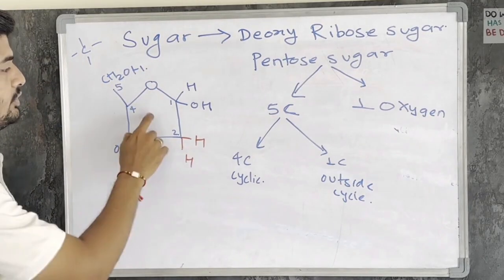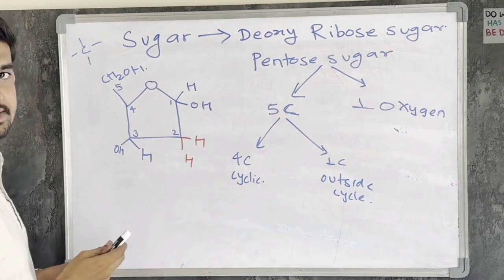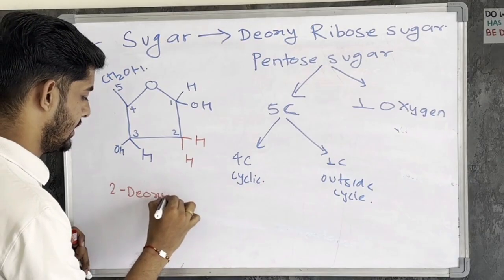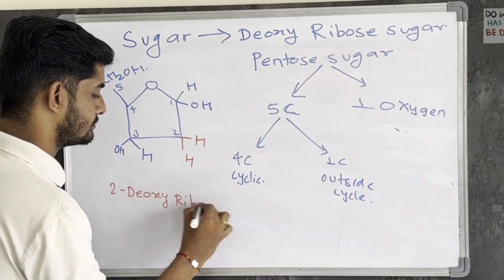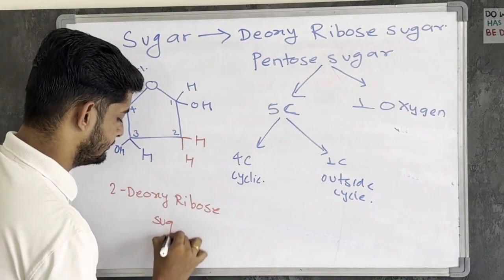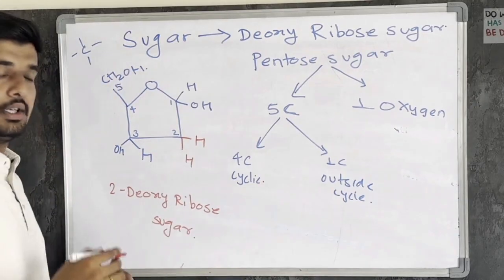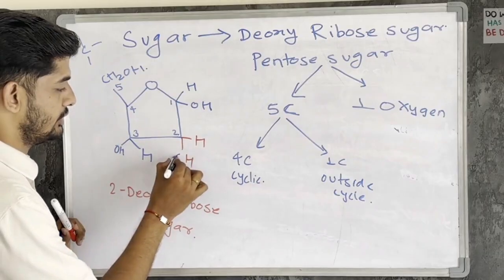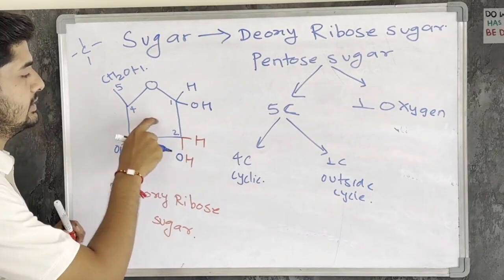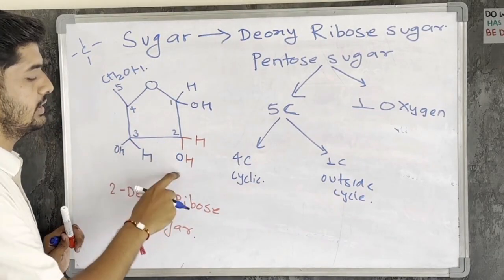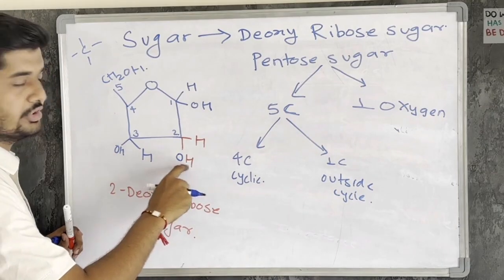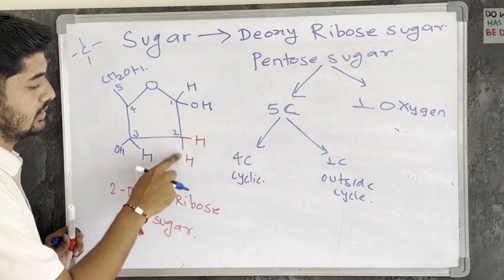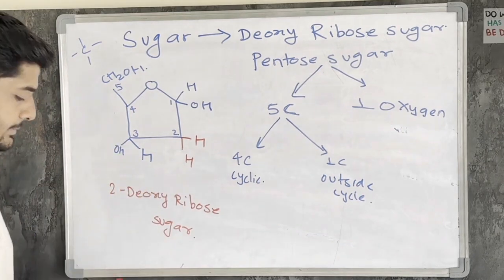Now this is the structure of the sugar that is present in the DNA. This is the 2-deoxyribose sugar. In the ribose sugar, there is presence of the oxygen molecule here. The oxygen molecule is present in the ribose sugar, but the sugar that is present in the DNA is the deoxyribose. The removal of this oxygen molecule leads to the formation of the deoxy sugar. So after this removal, this is the 2-deoxyribose sugar.